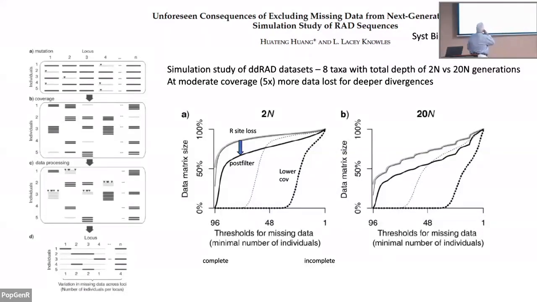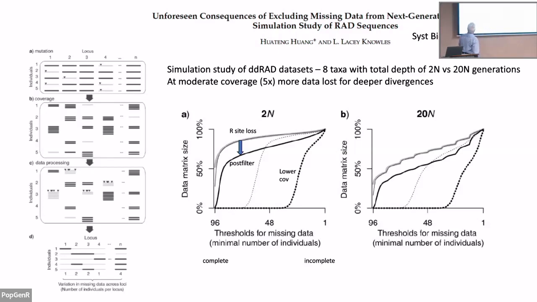And this was a lovely study by Huang and Knowles, again around the same time, simulating SNP evolution across phylogenetic trees, and then looking at allele dropout, both as a consequence of restriction site loss and also post-filtering for coverage, excess heterozygosity, the sort of things you've heard about already in this workshop.